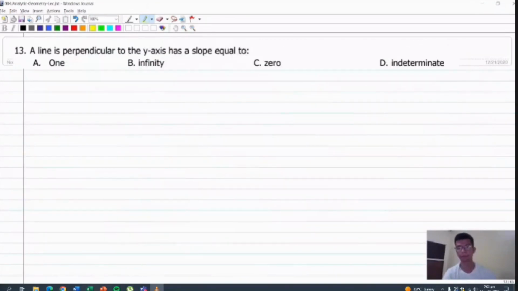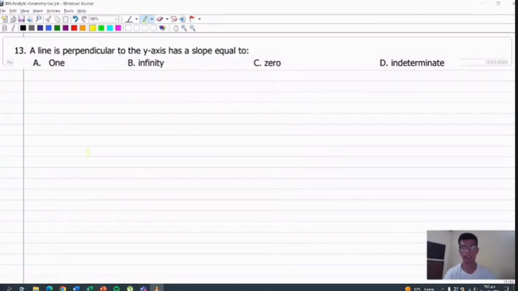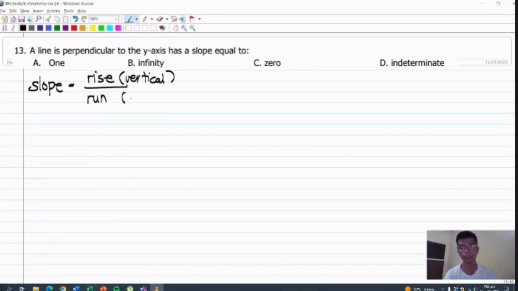Number 30. A line is perpendicular to the y-axis and that has a slope of. So, ano ba ang slope? The slope is equal to the rise. So, kung ilang beses siya aakyat, divided by the run. Kung ilan naman siya pag-move horizontally. So, kung ilang beses yung vertical movement, kung ilang units, over kung ilang units naman yung horizontal movement.